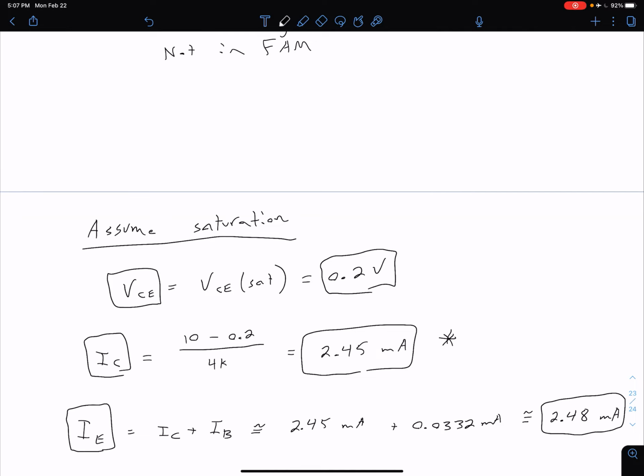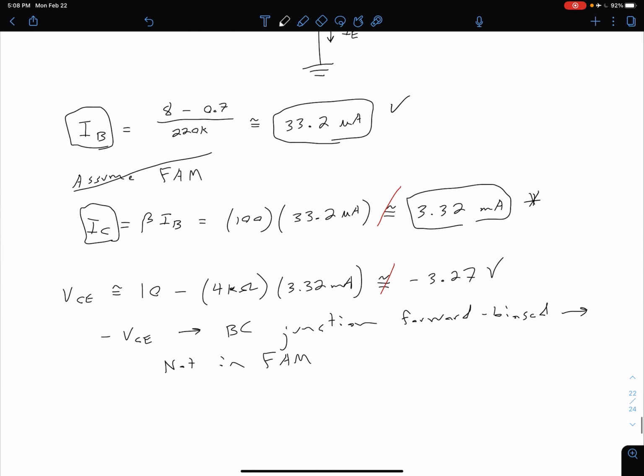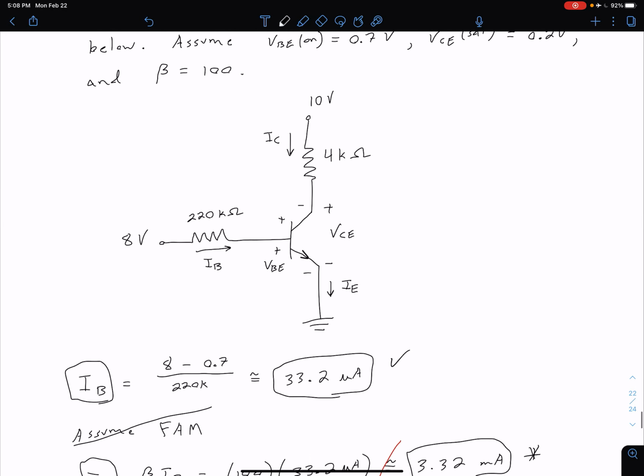We see 2.45 milliamps. In the next video, we're going to come back and look at this more generally and see if we can plot the response of our circuit as we sweep this voltage here on our base.